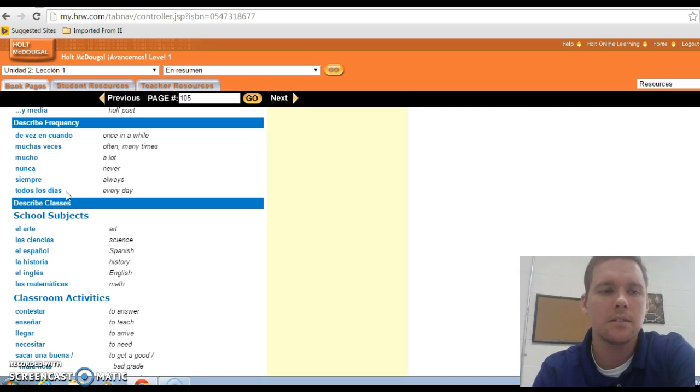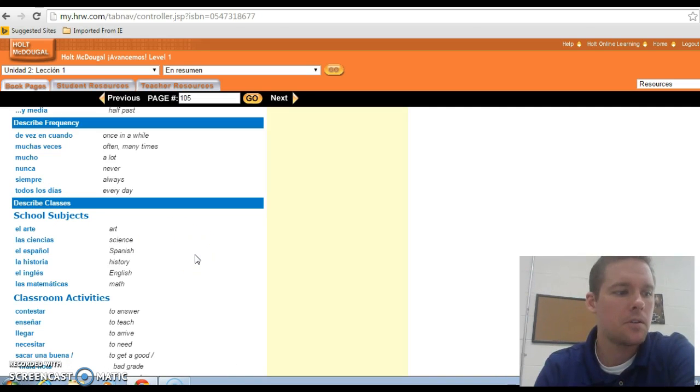Todos los días. Todos los días. Note that the word day in Spanish appears here in the plural form. It looks like it's feminine, but it's actually masculine. That's why it says los días. And todos ends in an OS because los días is masculine.